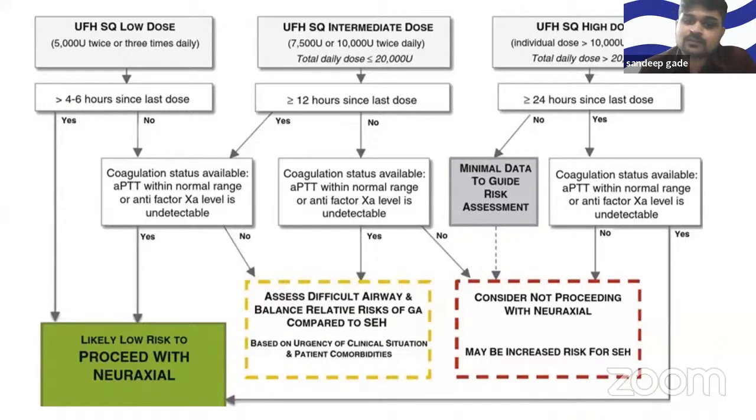And the risks of GA must be compared with the incidence of spinal epidural hematomas in such patients. And if the coagulation factors and the time duration are not met, then we have to abandon the neuraxial procedures and go for general anesthesia in such patients.